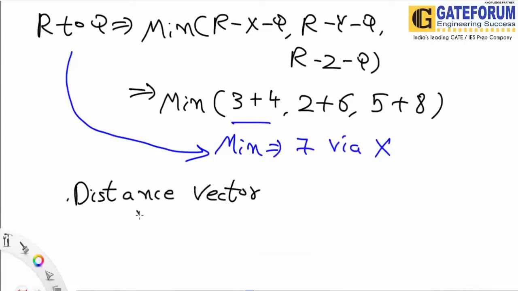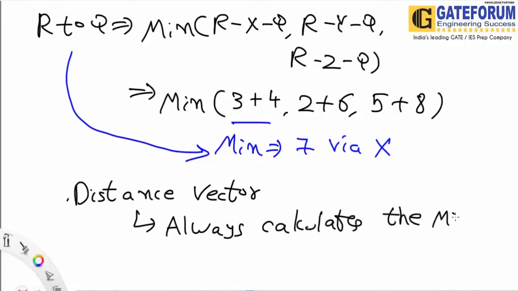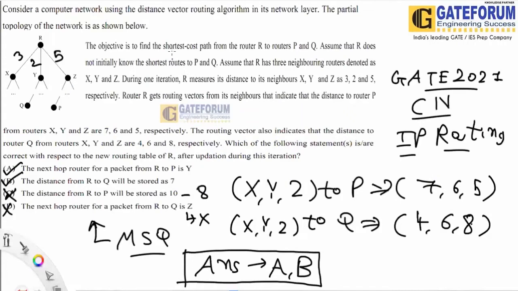Okay, so always remember the distance vector always calculates the minimum distance. And that's what we also require. We also require the minimum distance only. Okay, so that's what is written. It is the shortest cost path, which is given from R to P and Q. That's what is basically required. So based on that, our answer would be A and B. Okay, this is a very simple question. I recommend you to kindly practice this type of questions and these questions also.